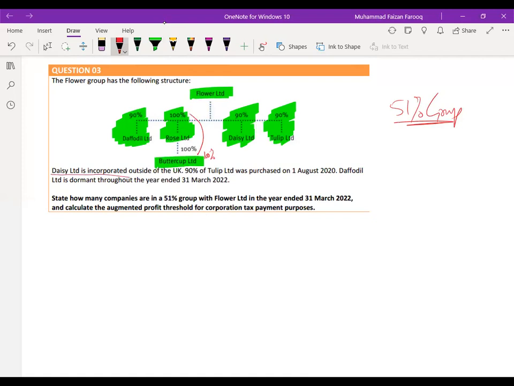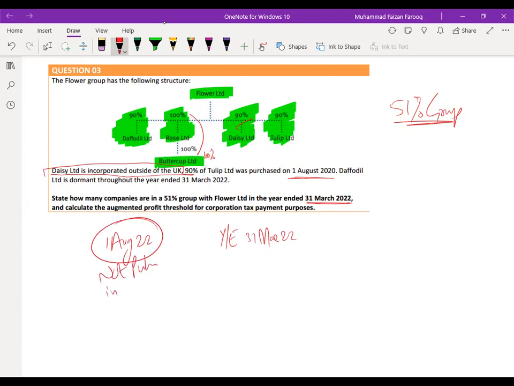Daisy is outside the UK. Will it remain or not? It will remain. What about Tulip? It will also remain, because this was purchased in the prior year, not in the current year. A prior year purchase will be part of group. So Tulip will be part of group. Very good. What about Daffodil?